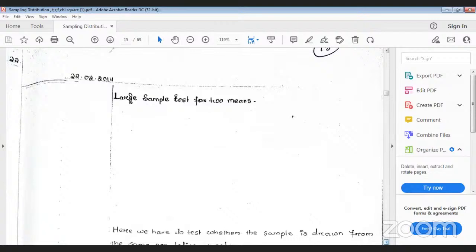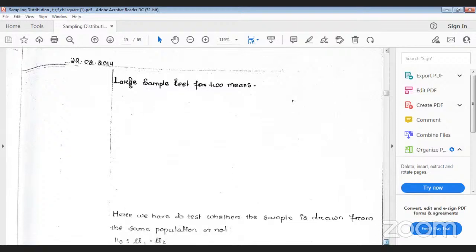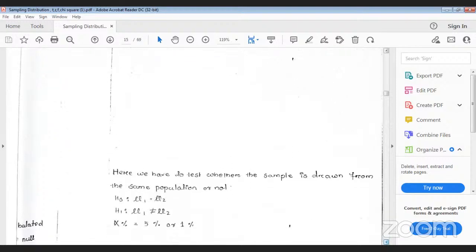Yes, if you take Sambalpur University and Utkal University both, in that case it will come under the large sample test for 2 means. So in the large sample test for 2 means, from 2 different populations you have to draw 2 different samples. Here you have to test whether the samples are drawn from the same population or not. That means we have to check whether the mean height of Utkal University and the mean height of Sambalpur University are equal or not.